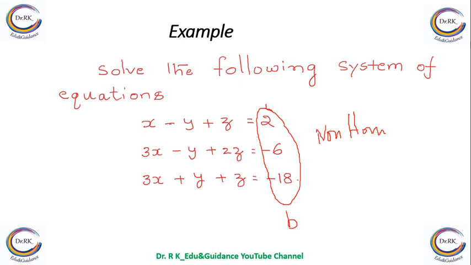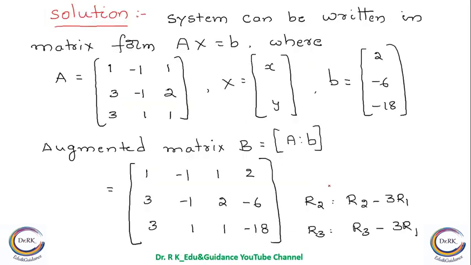The coefficients are 1, minus 1, 1, 3, minus 1, 2, 3, 1, 1, and this is B. So A is the coefficient matrix, multiplied by x, y, z. So there are three variables, and B is this. Then the augmented matrix is A and this B.